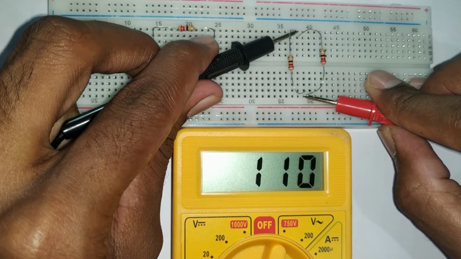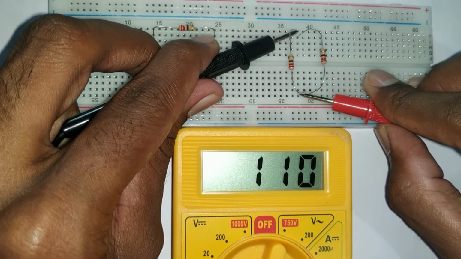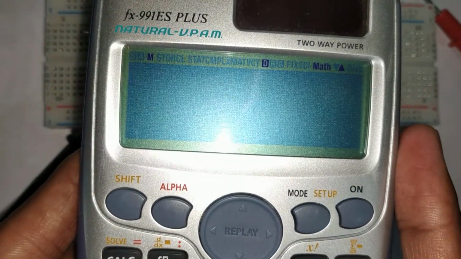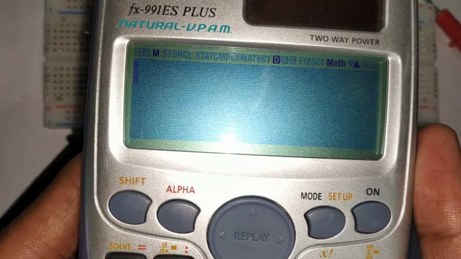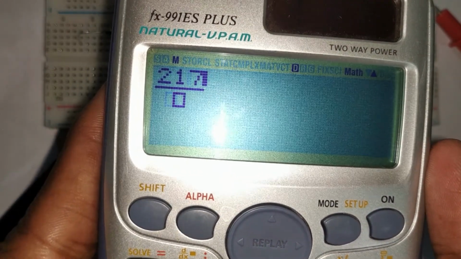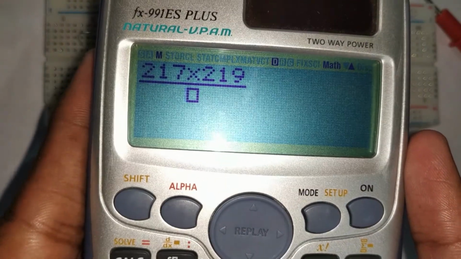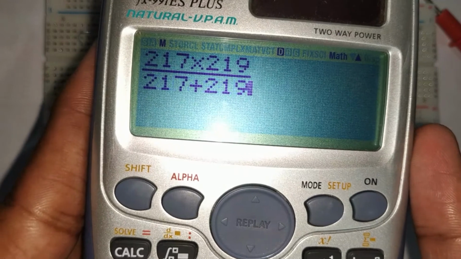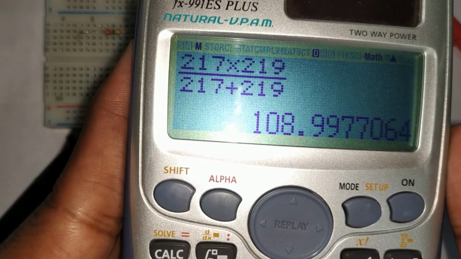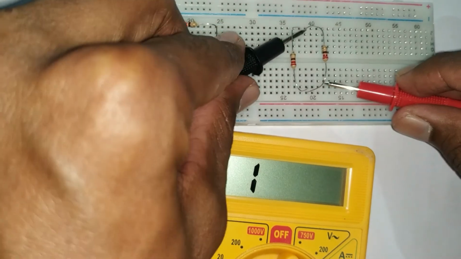Now we are seeing the value of equivalent resistance as 110 on our digital multimeter. Let's verify that with the help of calculation. So what is our formula? It says R1 R2 whole divided by R1 plus R2. So on the calculator, first resistance value is 217, second is 219, and in the denominator we have 217 plus 219. So what do we get? It's 108.99, meaning around 109.